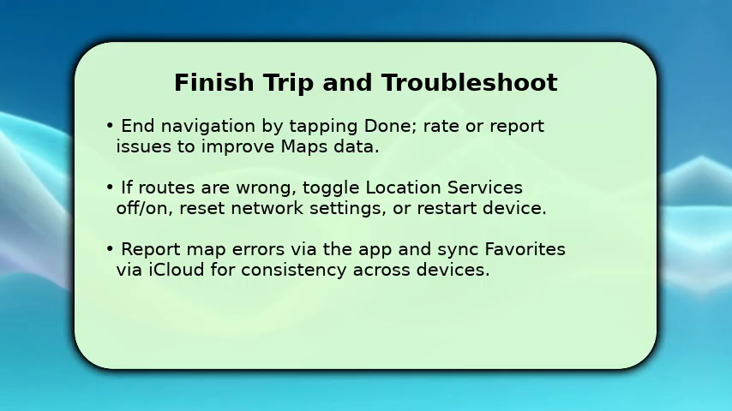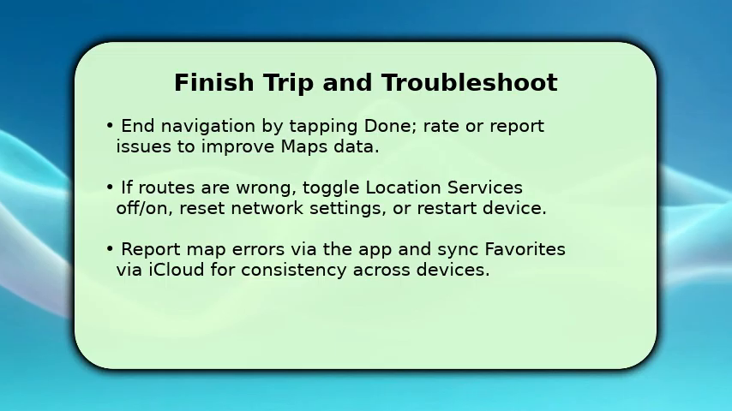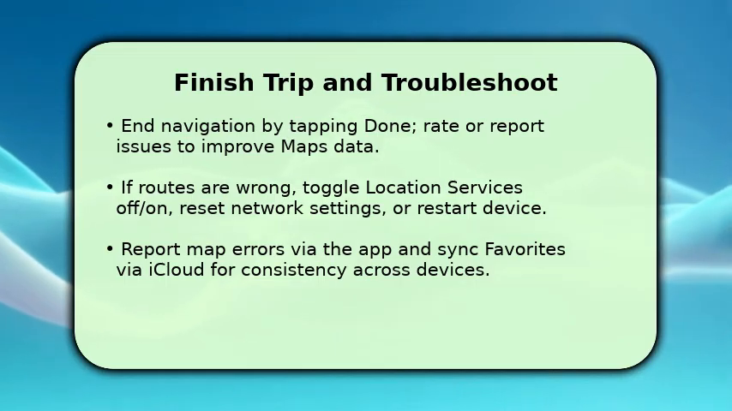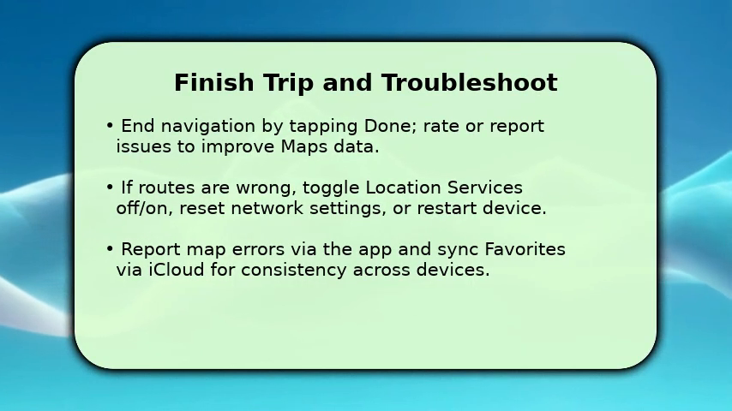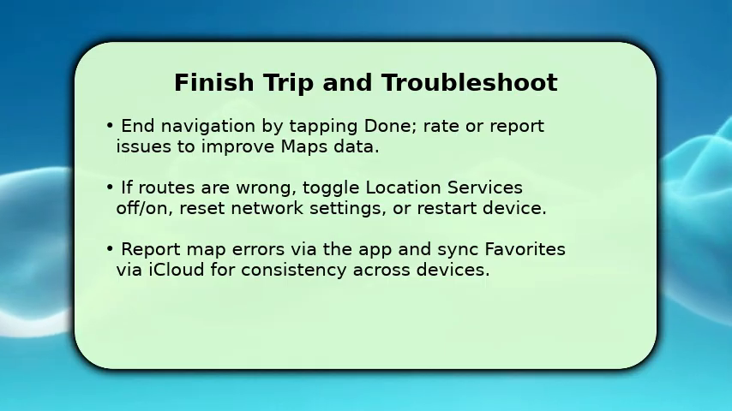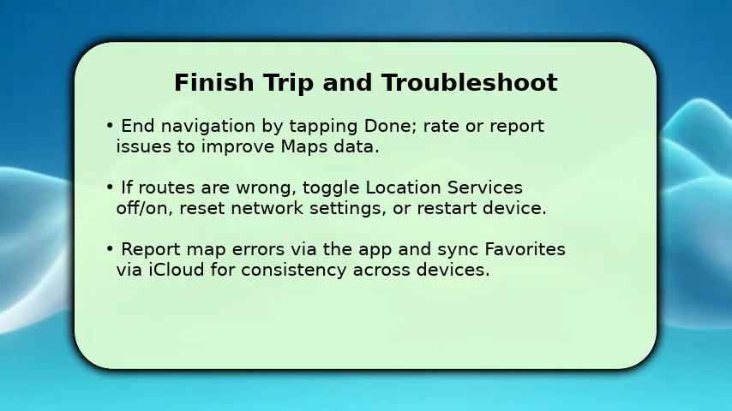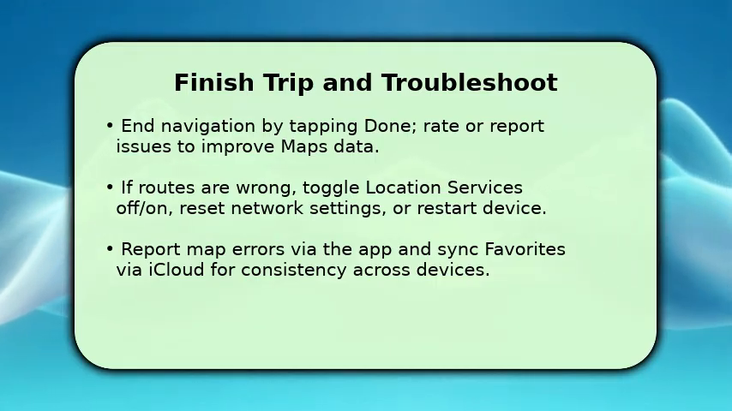If guidance is inaccurate or the blue dot drifts, first toggle location services off and on, restart maps, and if needed, reset network settings to clear stale GPS assists. Make sure iCloud syncing is enabled for favorites so your saved places appear on all devices. If problems persist, update iOS or contact Apple support with a screen recording of the issue.